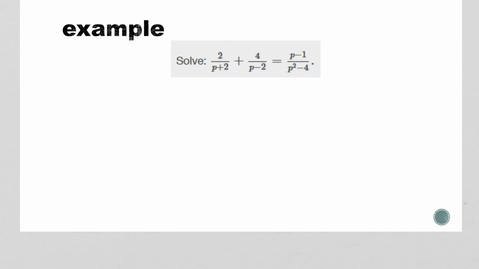So the first thing we should do for this problem is we should look for our excluded values. All right, so our excluded value.